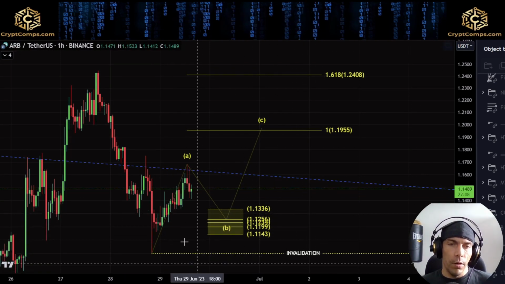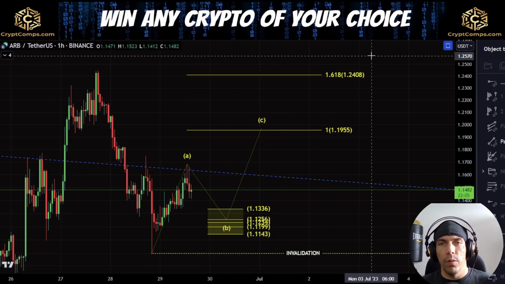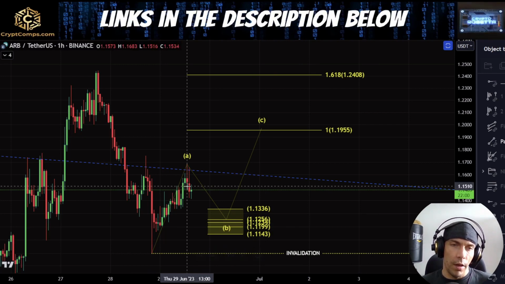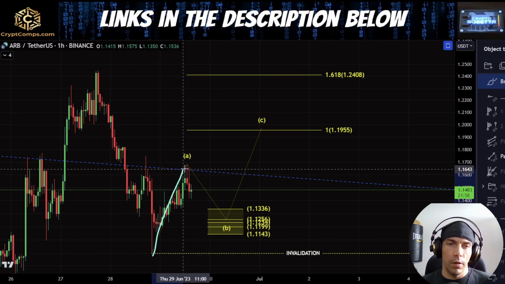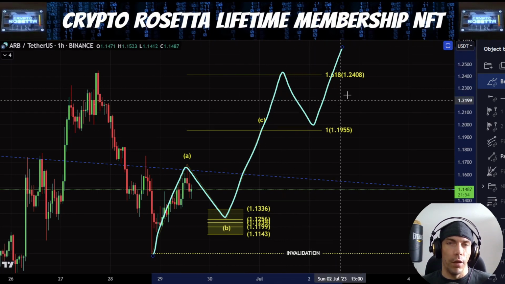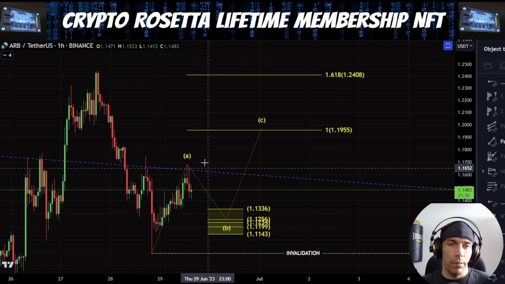So if we're looking at this as corrective, we'd be saying this is ABC. If we started to move above this 1.618 area here, even though it's not my primary count here, we'd have to be careful that this doesn't become 1, 2, 3, 4, and 5 to the upside here. So we'll have to keep an eye on it. This is very corrective looking at the moment.